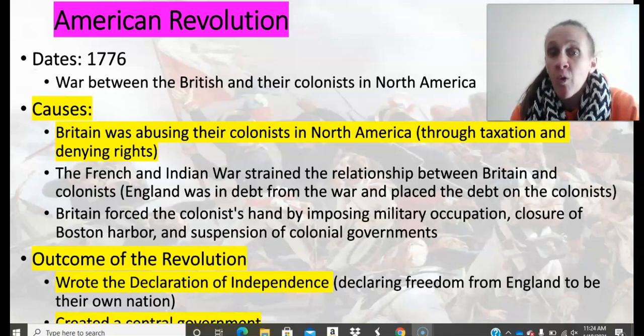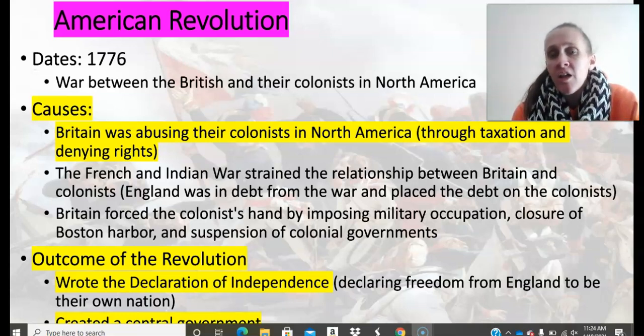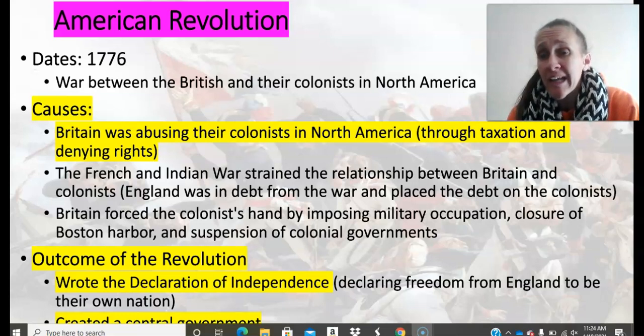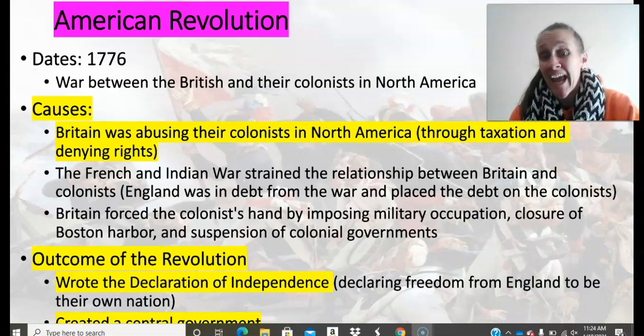Something that you kind of need to know. The causes, well, the main cause is that Britain is abusing their colonists in North America. Okay, they're raising taxes, they're denying rights or limiting severely the rights of the colonists. The colonists fought on the British side during the French and Indian War, which, they did a great job for Britain, but then Britain didn't appreciate them nearly as much. And because of the French and Indian War, Great Britain kind of bankrupted themselves and so forced their colonists to pay that debt. And so the colonists get angry.